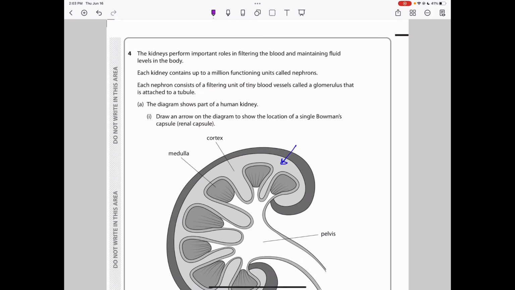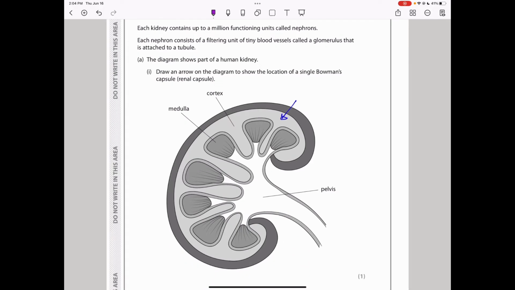Question 4. The kidneys perform important roles in filtering the blood and maintaining fluid levels in the body. Each kidney contains up to 1 million functioning units called nephrons. Each nephron contains a filtering unit of tiny blood vessels called the glomerulus that is attached to a tubule. The diagram shows part of the human kidney. Draw an arrow on the diagram to show the location of a single Bowman's capsule, which is the renal capsule.